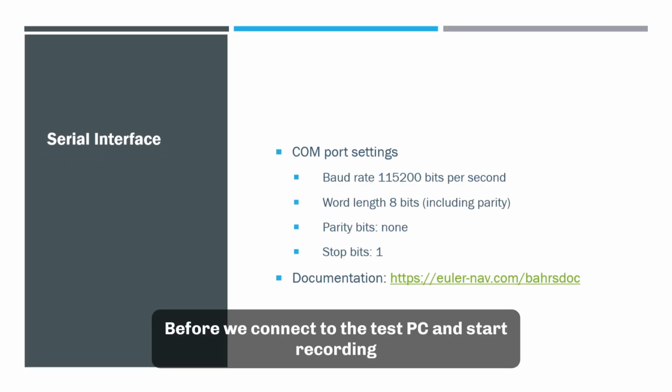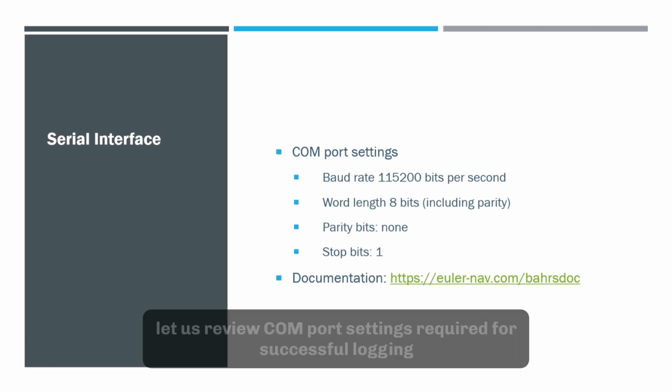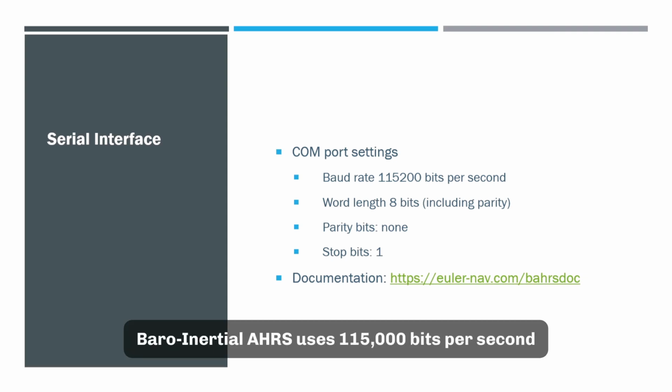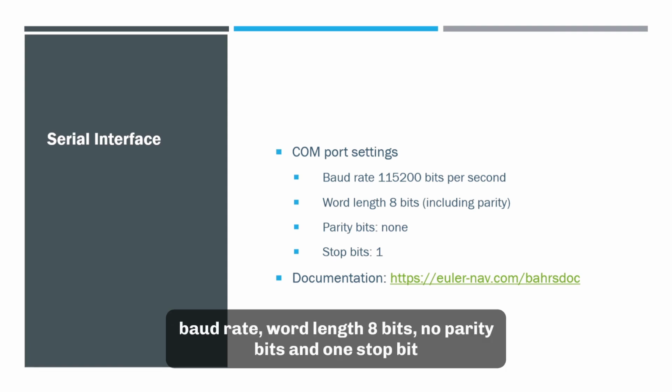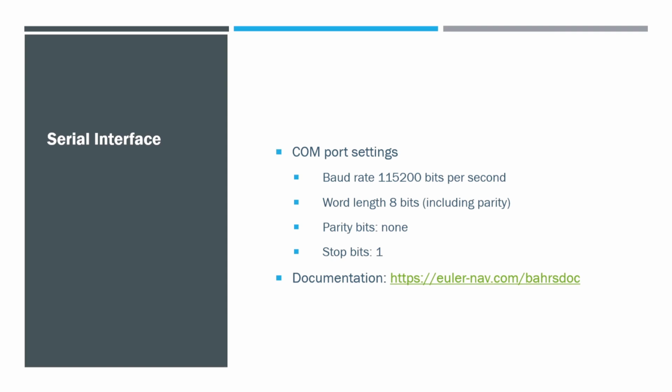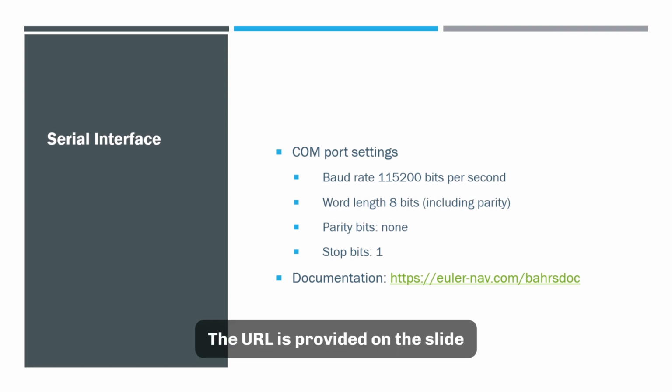Before we connect to the test PC and start recording, let us review COM port settings required for successful login. Baro-Inertial Attitude and Heading Reference System uses 115,000 bits per second baud rate, word length 8 bits, no parity bits, and 1 stop bits. If you forget these settings, you can always look them up on the official documentation page. The URL is provided on the slide.